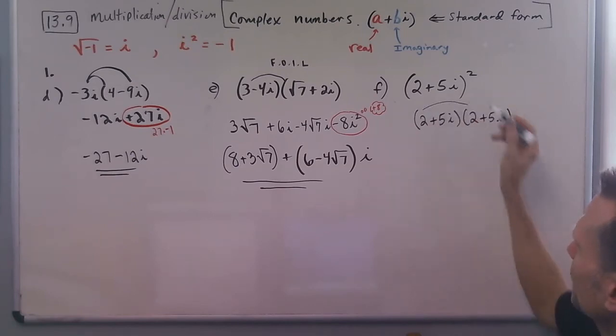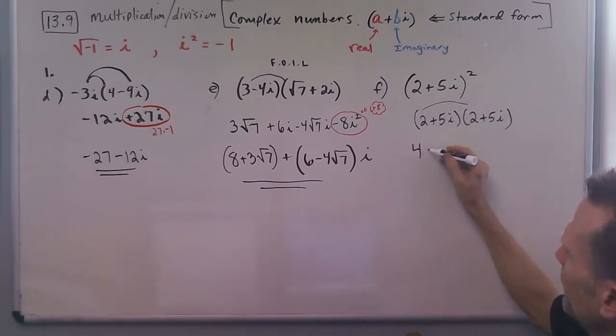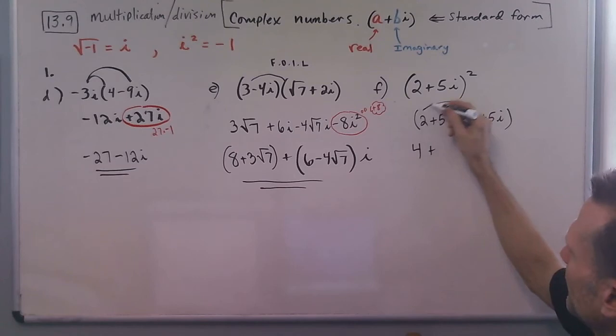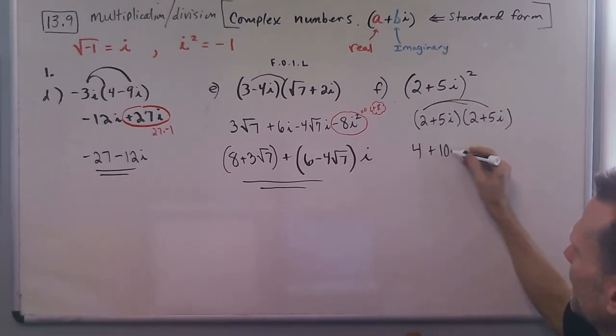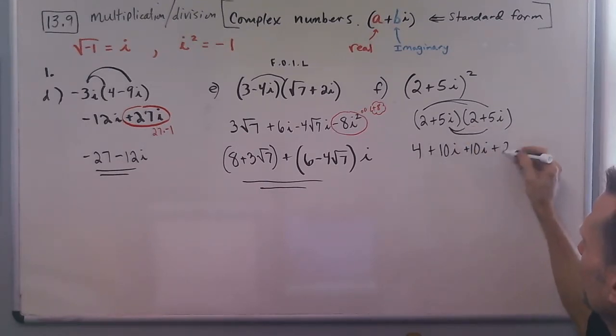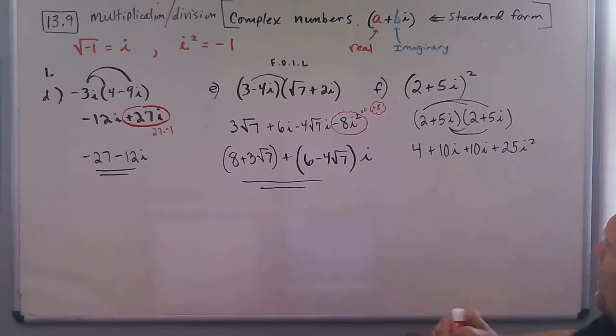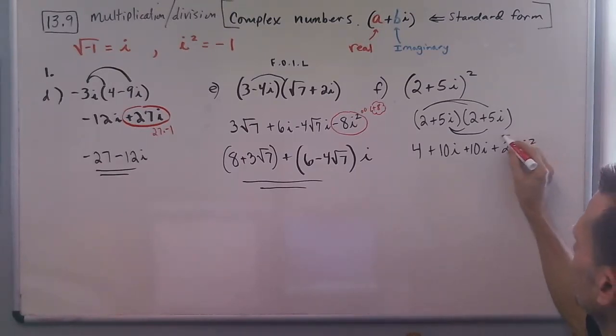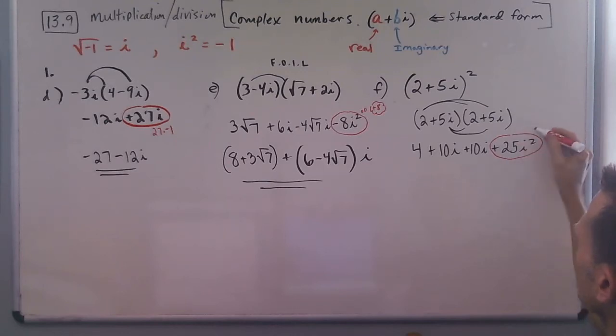So we have the first, we have 4. Then we have the outside, 10i. The inside, 10i. And then last, we have 25i squared. Again, maybe circle this or focus in on this and think about what's the actual value of that. Okay, that's negative 25.